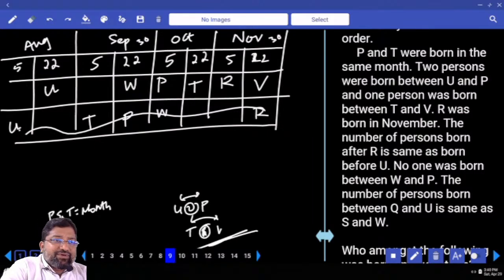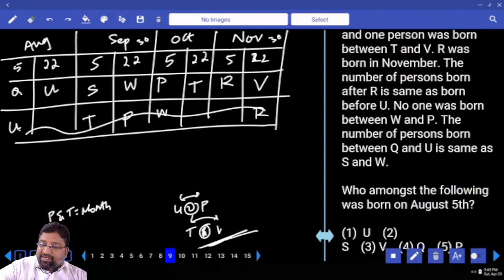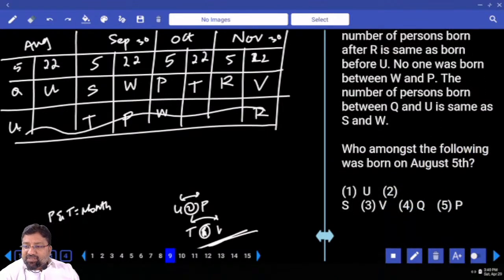Where do you have Q here? If I put Q here, I have a problem. There is no person between Q and U. So similarly, S and W also, there should not be any person in between them. So surely this has to be Q here, and this is S. Done. Simple and easy. What's the question here? Who among the following persons was born on August 5th? Who was born on August 5th?